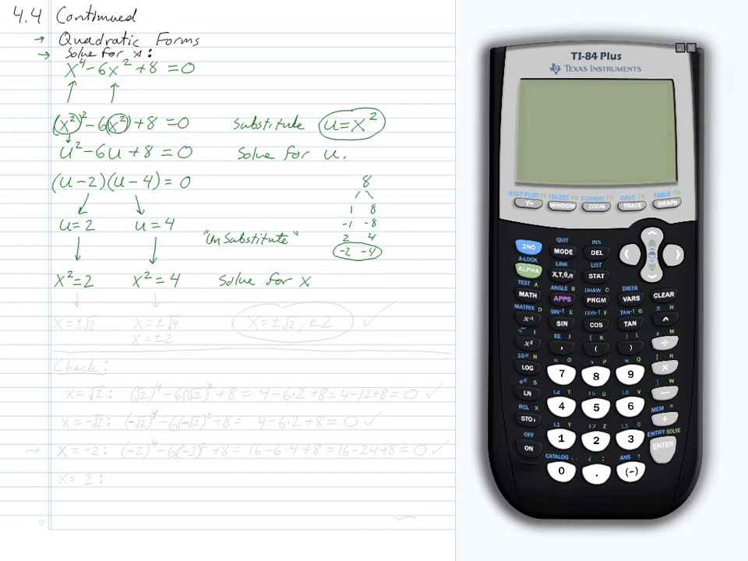Okay. Well, both of these can be solved using the square root method. If I root both sides of this equation, I get x equals positive or negative root 2. And if I root both sides of this equation, I get x equals positive or negative root 4, or positive or negative 2. So we come up with 4 solutions to this equation. X equals positive or negative square root of 2, and positive or negative 2.